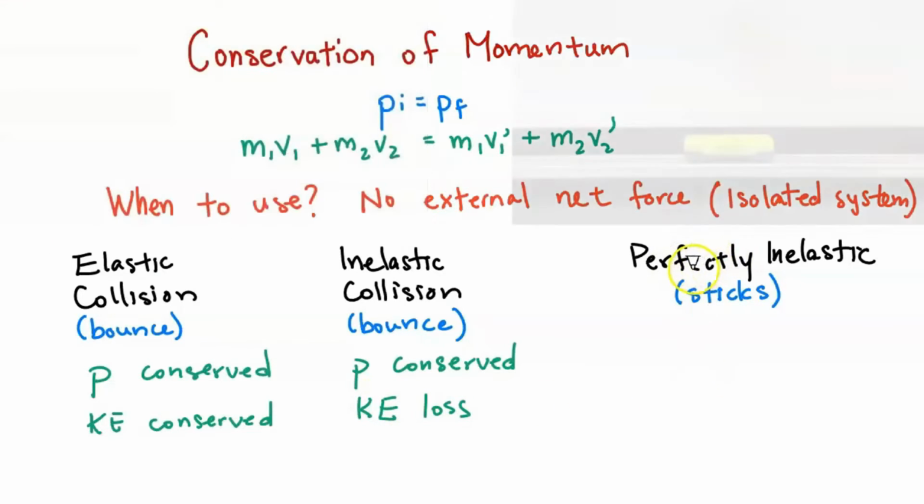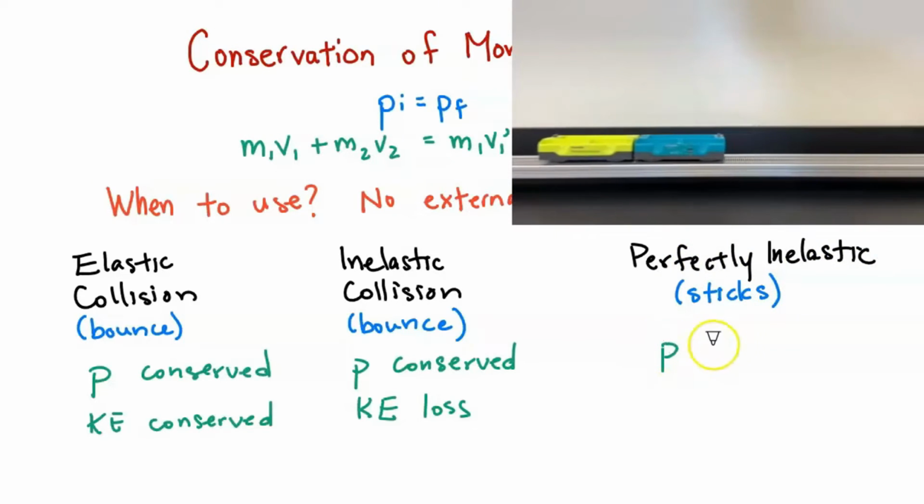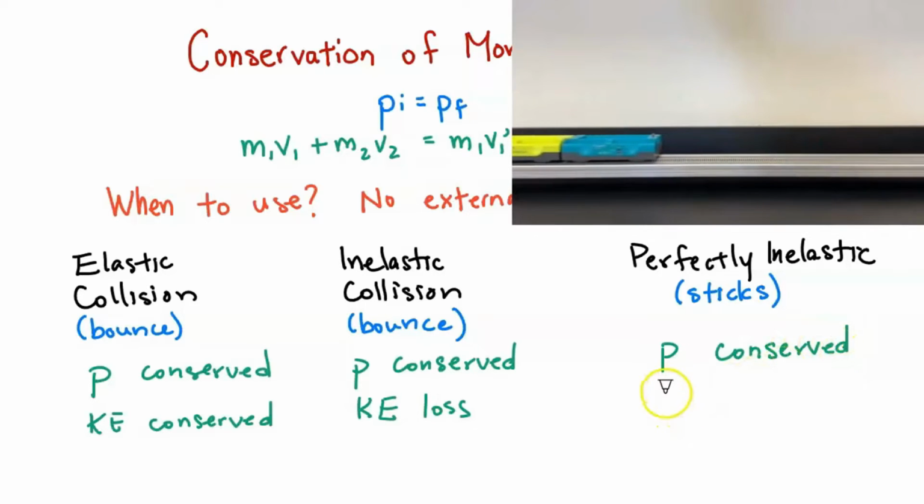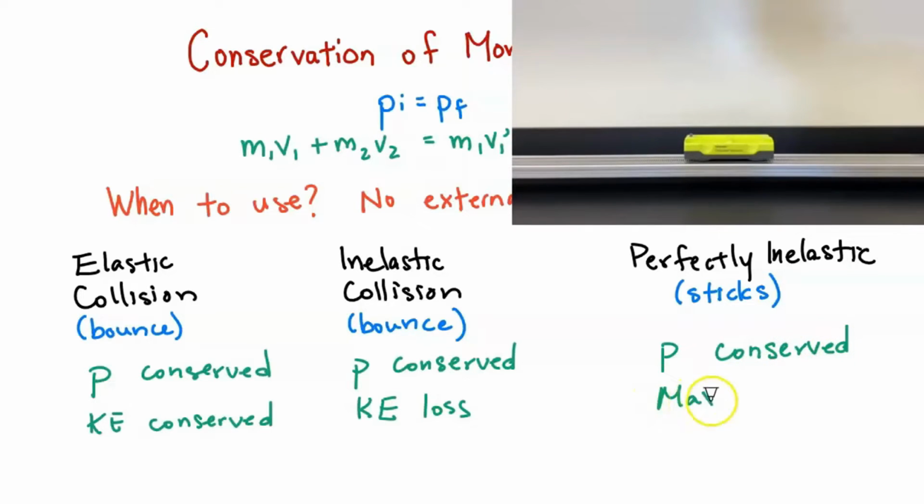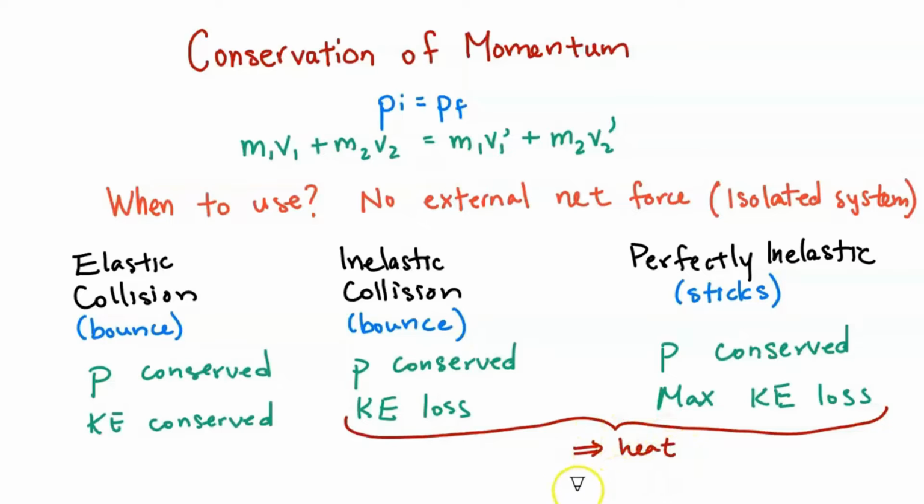And lastly, we'll look at perfectly inelastic collision. These are when two carts stick together and the total momentum is conserved. And here we have maximum kinetic energy loss. So where does this energy go when you have this energy loss? In these situations, some of that energy goes into heat, and some of that energy is converted to sound.